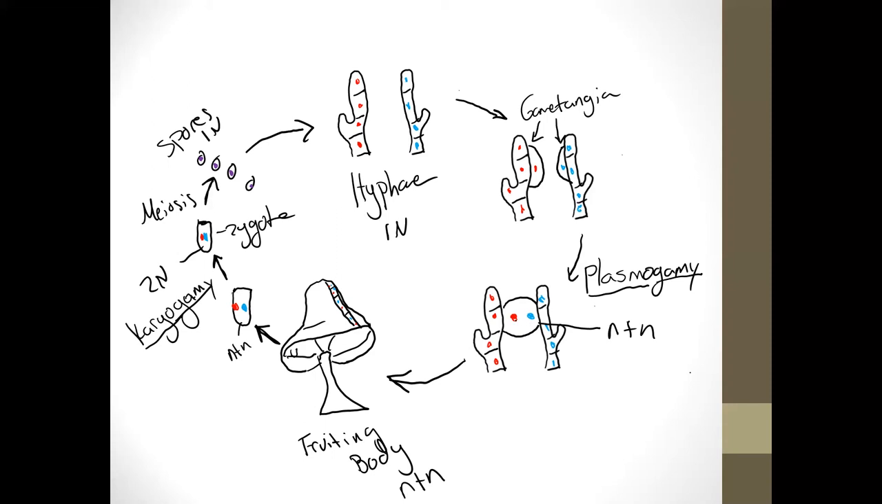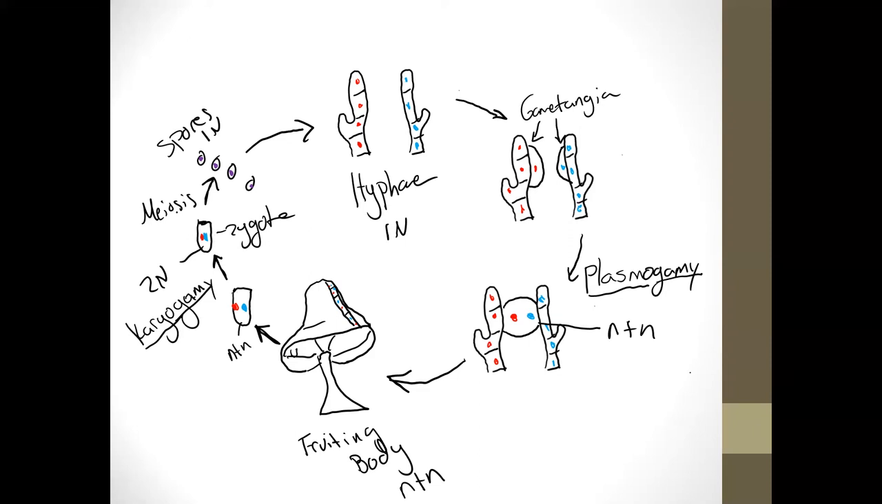This N plus N cell is going to divide through mitosis to grow up to be the fruiting body, which is going to be many N plus N cells of densely packed hyphae. And then somewhere on this fruiting body, you're going to have a cell that undergoes karyogamy, which is the fusion of the nuclei. After karyogamy, you have officially made a zygote, which is 2N. And that 2N zygote will not exist very long.